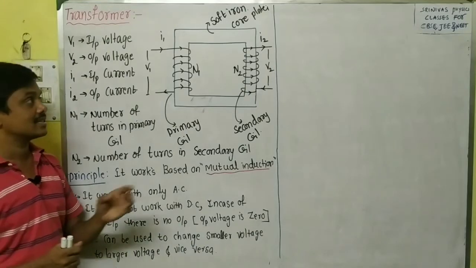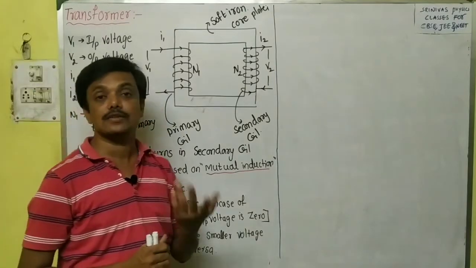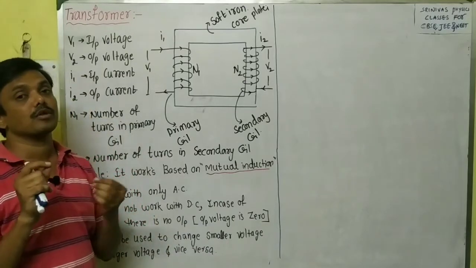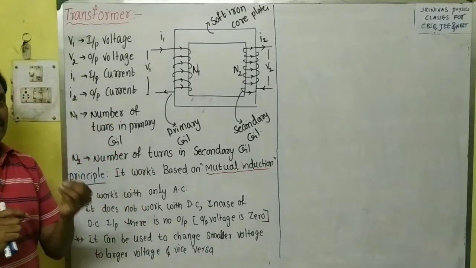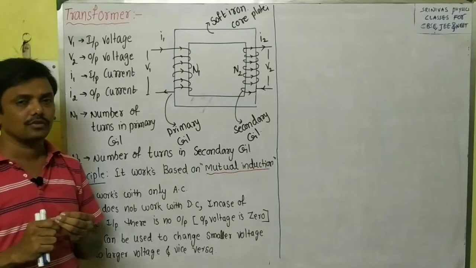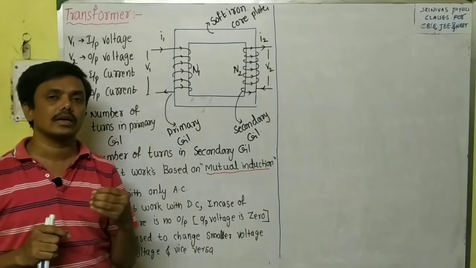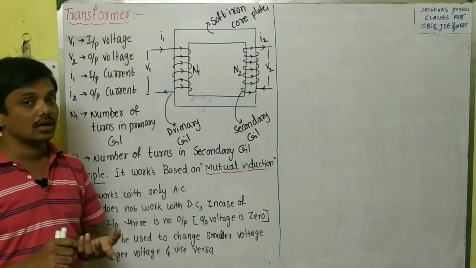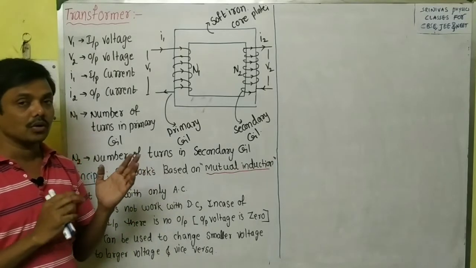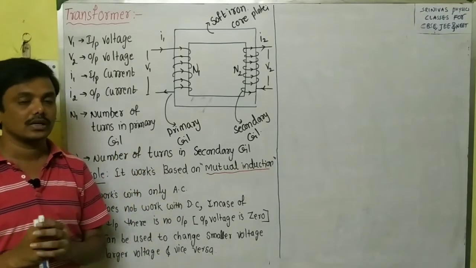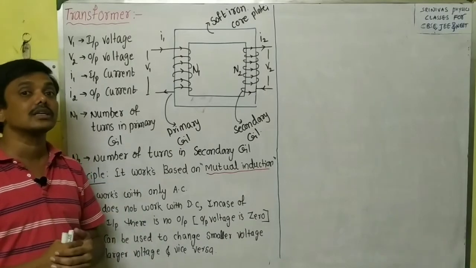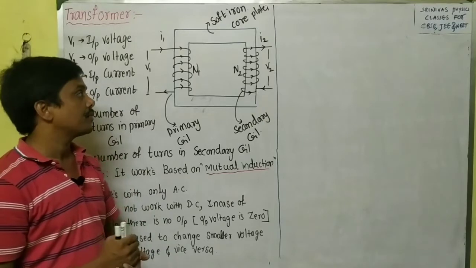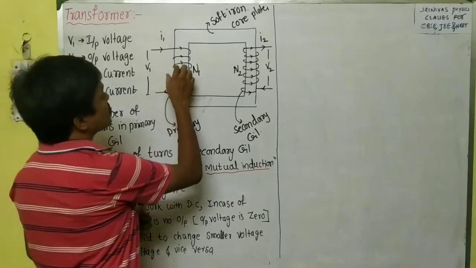At many places we will use the transformer. If you want to generate only 12 volts or 10 volts, right? At that moment you can use the step down transformer, to convert the high voltage into low voltage. If you want to convert the low voltage into high voltage, you have to use the step up transformer. Okay, right. Let us go for the construction.